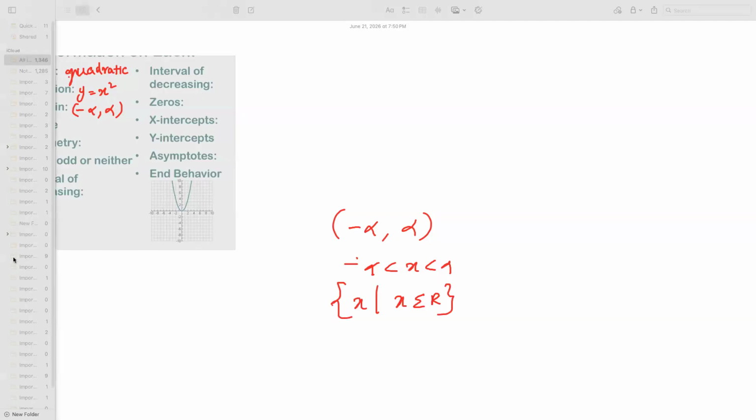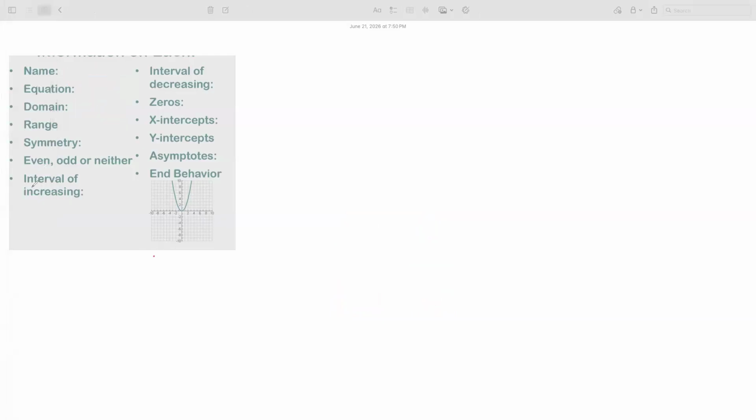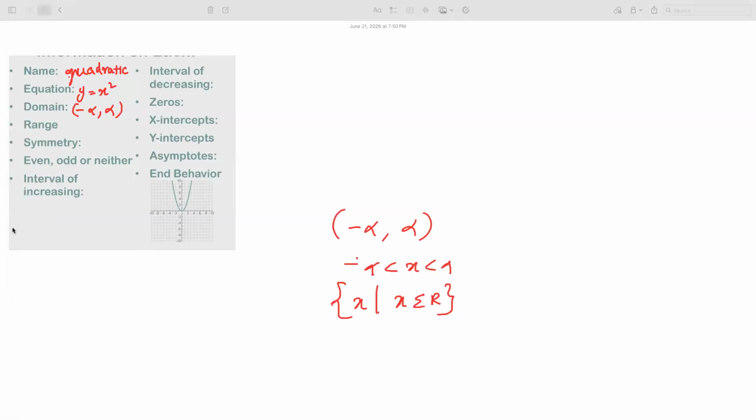Okay, I'm going to move on now. I didn't mean to erase everything. The range is what here? 0 to infinity. Yep, 0 will be included. Symmetry will be? Even. Yep, y-axis, correct. So it is an even function.